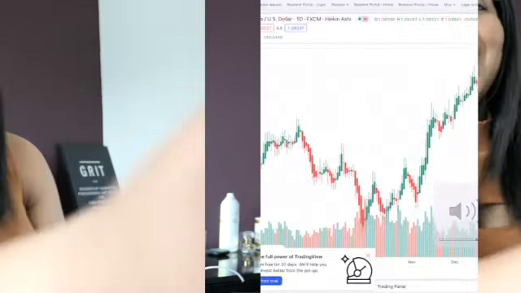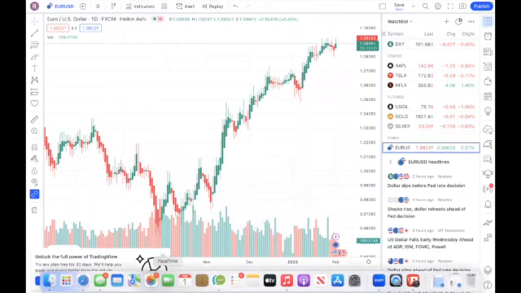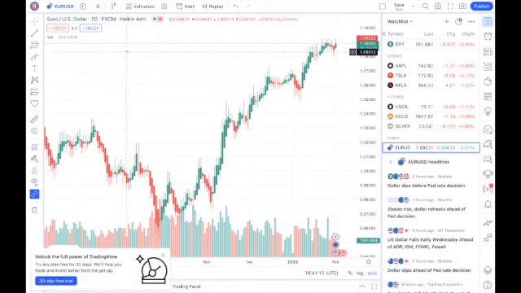Let's go. Okay, so we're gonna hop right in. The first thing I'm gonna do is show you all how to set up the chart with these two indicators that we're gonna use. The indicators that we're gonna use for this strategy are the moving average and the exponential moving average. So the first thing we're gonna do is I always change my candles to Heikin-Ashi candles.